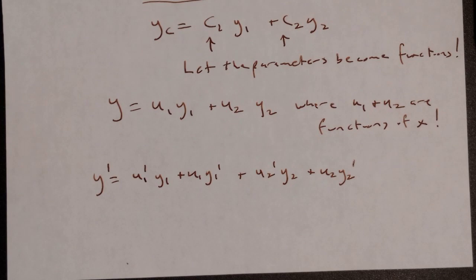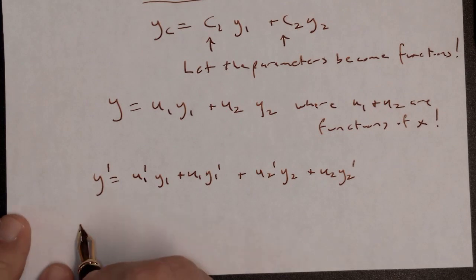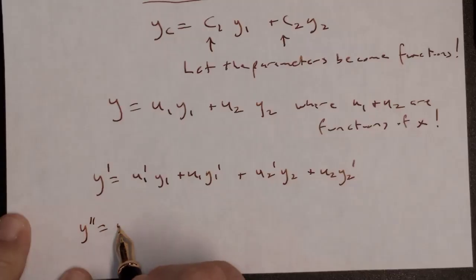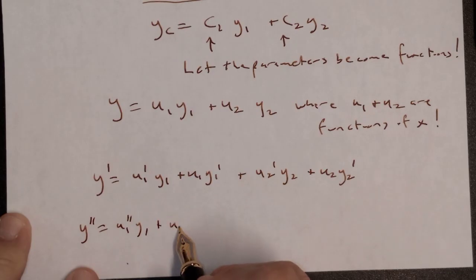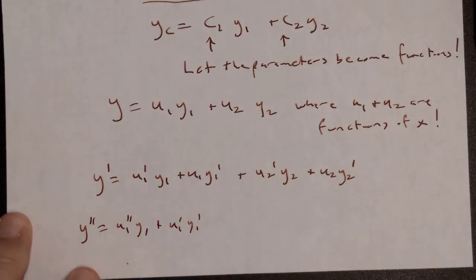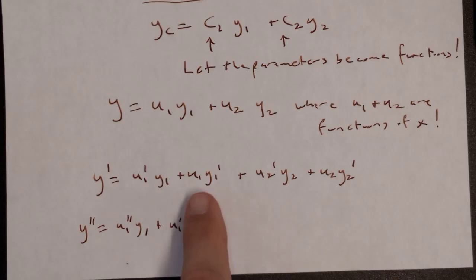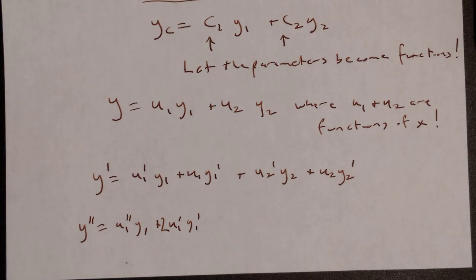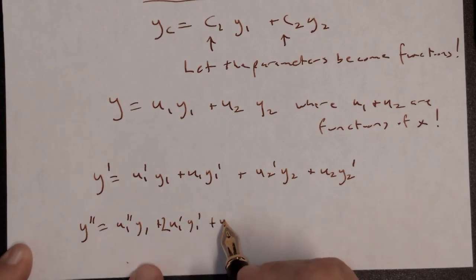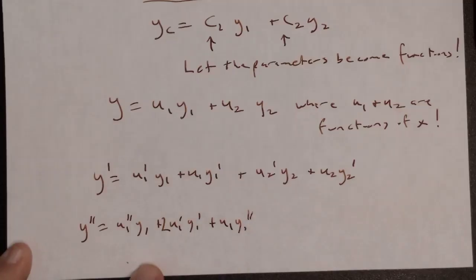But when I do the second derivative here, I get u1 double prime y1, and then I get u1 prime y1 prime. When I do the derivative here, what's the first thing that comes out of my product rule? Isn't that the same thing? So I get 2 of these. Oh, that was nicer. And then I get u1 y1 double prime.